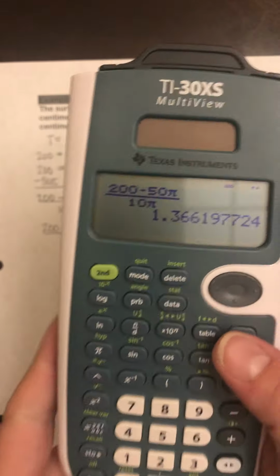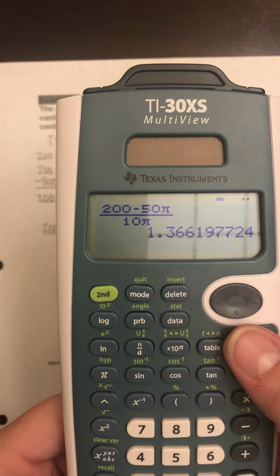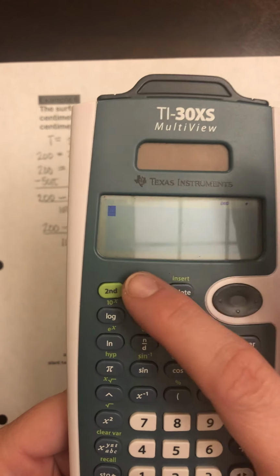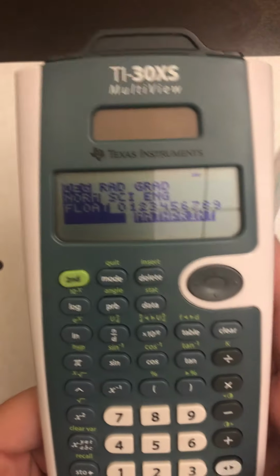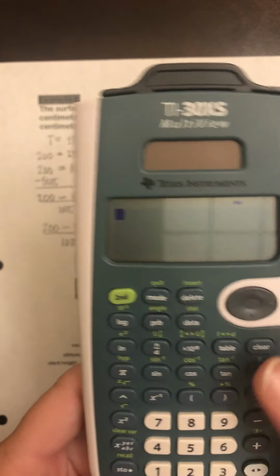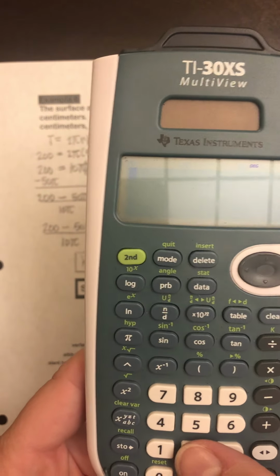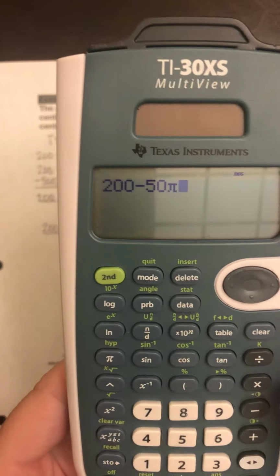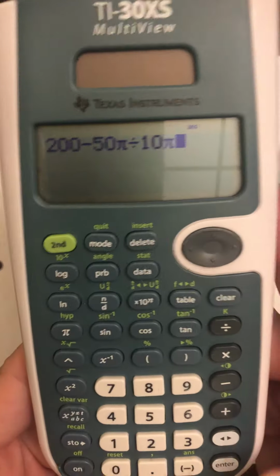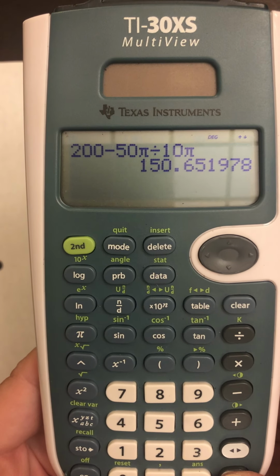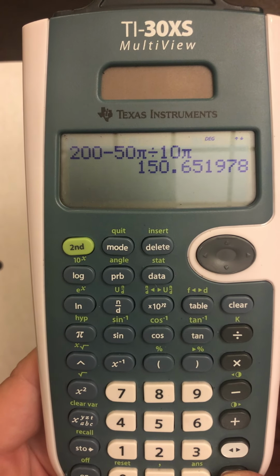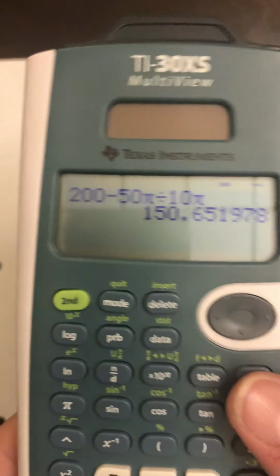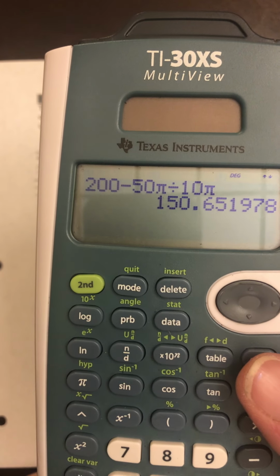But let me go back to this calculator, because some of you guys are gonna use your phone or a different calculator, and that's totally fine. However, if you don't have Math Print, that changes the game. So let me show you what happens. If I were to type that in like I see it, so 200 minus 50 pi divided by 10 pi, you notice we definitely did not get the same answer because the calculator follows the order of operations.